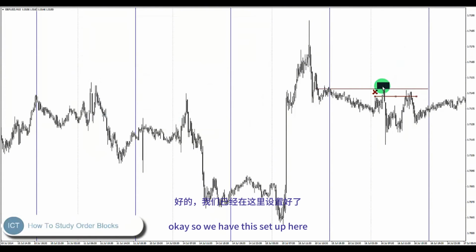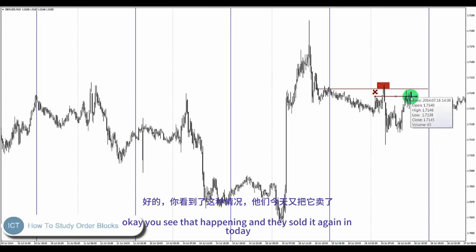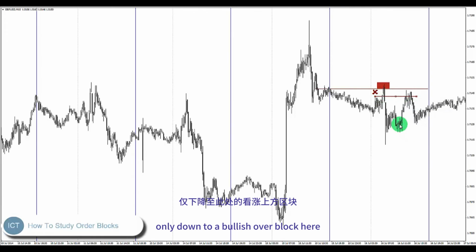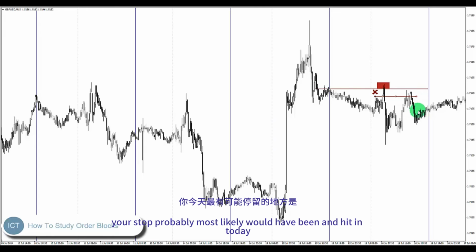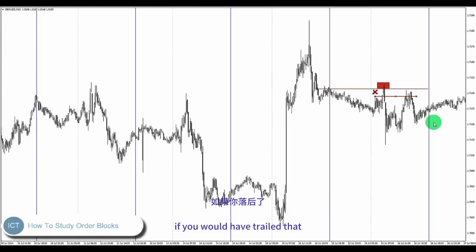So we have this set up here. Now, interestingly enough, if you look over here, we have another smaller intraday sell that was available for the New York Open with the same area in mind here. You see that happening, and they sold it again intraday, only down to a bullish order block here where the trade had to be a collapse because it's too late in the day to see any further continuation. Your stop probably most likely would have been hit intraday if you would have trailed that.